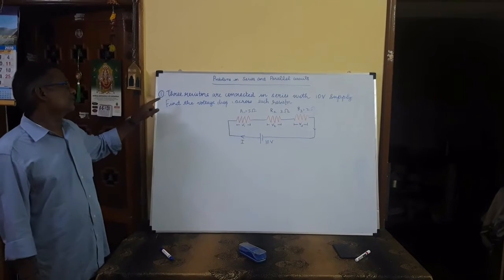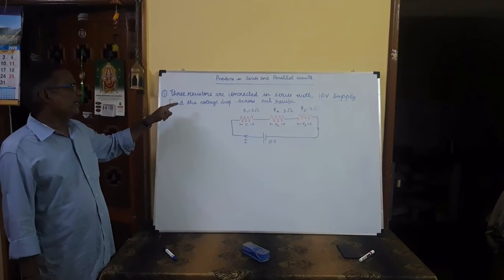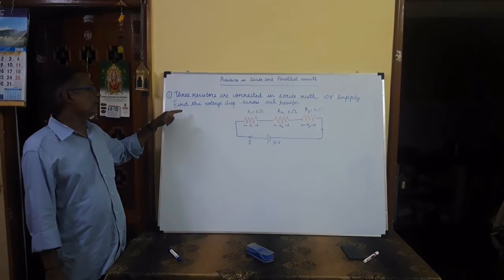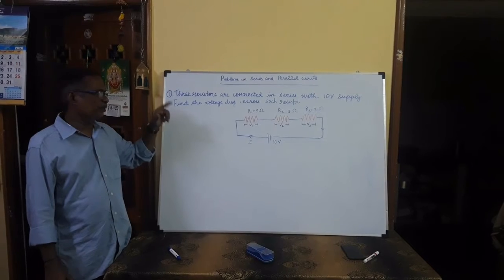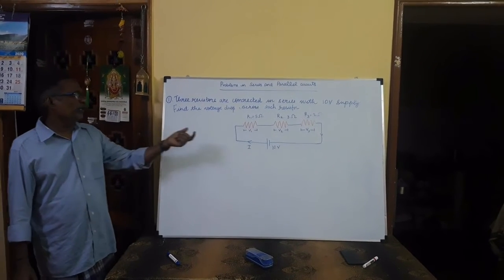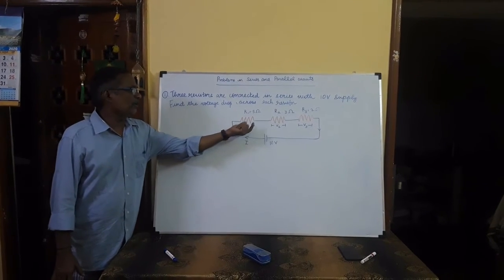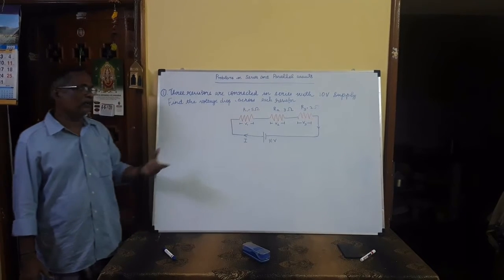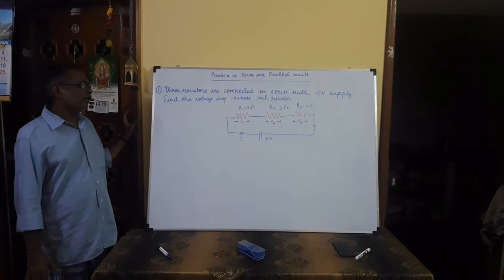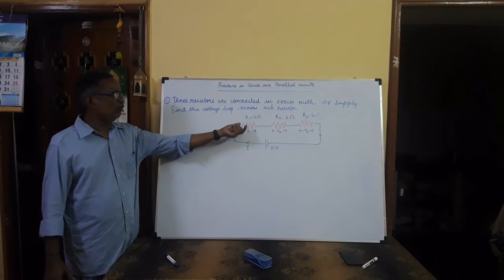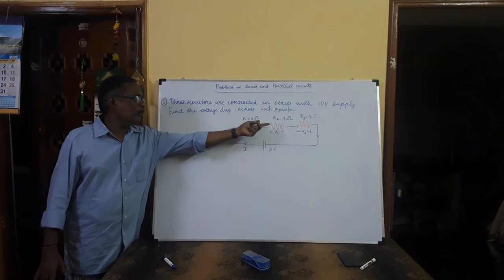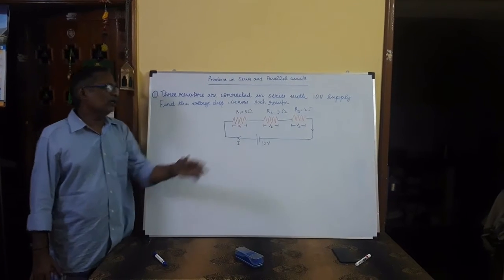The first problem is: three resistors are connected in series with a 10 volt supply. Find the voltage drop across each resistor, V1, V2, V3, that we need to find. So what values are given? The resistance value R1 is 5 ohm, R2 is 3 ohm, R3 is 2 ohm.